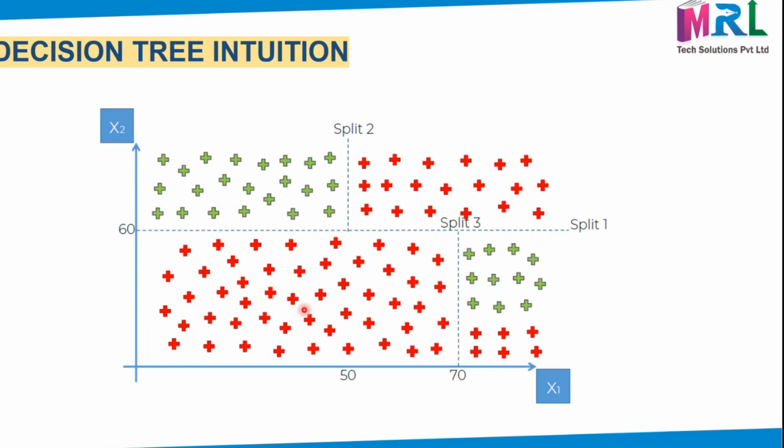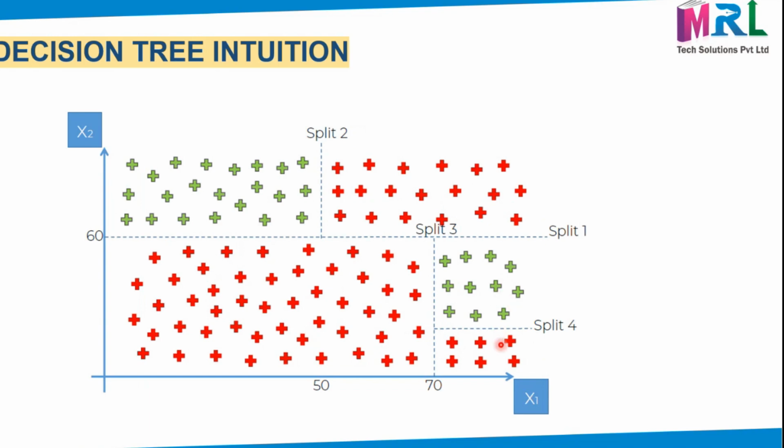Here the maximum red dots are in the leaf, and again it will check all the splits. No split is needed in this group, and for this also no split is needed. Here also no split is needed. But when you look here, you have both 0 and 1, that means red dots and green dots are available. So the algorithm will split based on that. When it splits, it is split number 4. So it is based on maximizing the number of red and green dots.